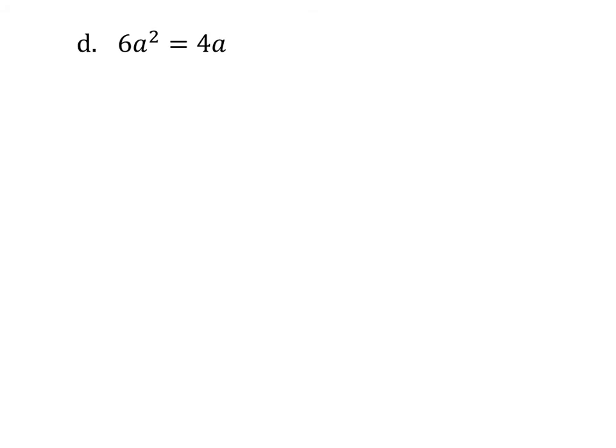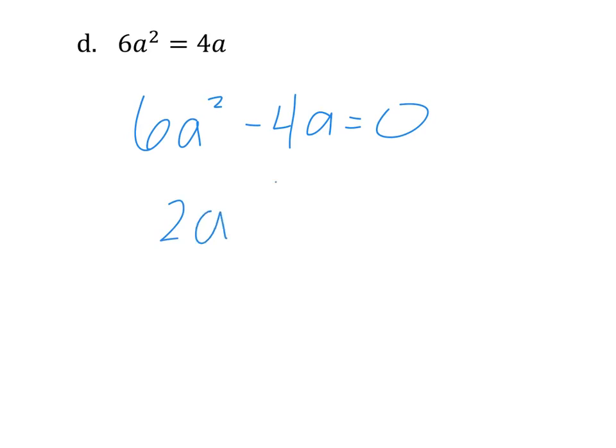Here we have the same thing, but I might want to move it to the left side because a squared is positive on the left side. So I'll be left with 6a squared minus 4a is equal to 0. Factoring out, these two have in common 2a. I'm left with 3a minus 2 is equal to 0.